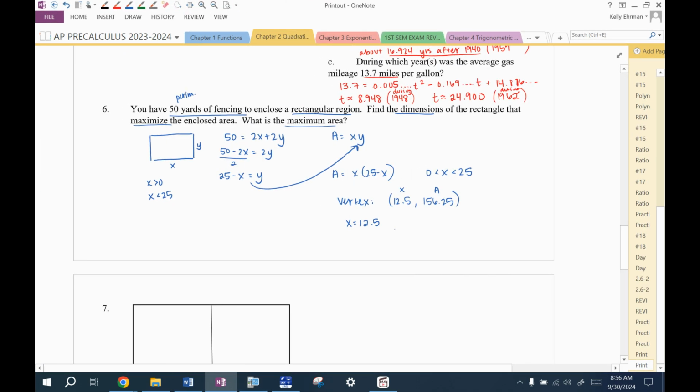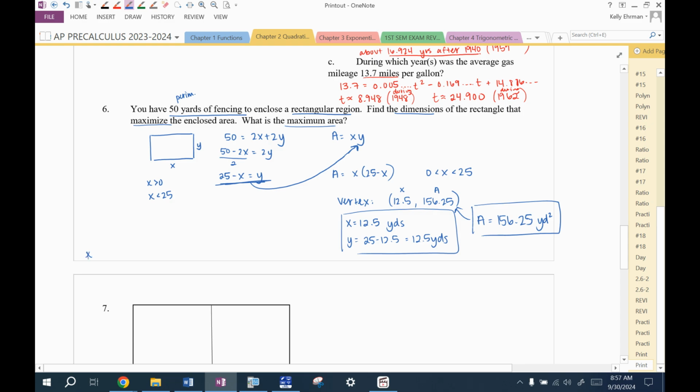There we go. When x is 12.5, we're talking about yards. What's y? Well, remember back here, y is equal to 25 minus 12.5. So y is also equal to 12.5 yards. So those are the dimensions. What's the maximum area? Right there. The maximum area is 156.25. It's an area, so make sure you make it square yards.